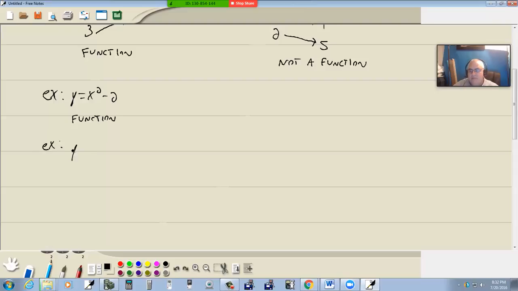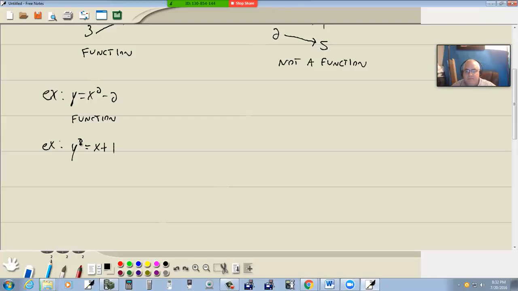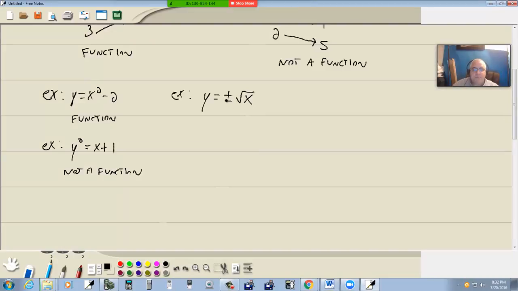Now on the other hand, if we had y squared is equal to x plus 1, the fact that it has y to an even power means it's not a function. So y to an even power, not a function. One more. If we had y is equal to plus or minus square root of x. I said you cannot have this plus or minus symbol. The fact that we have this plus or minus symbol here means this is not a function.